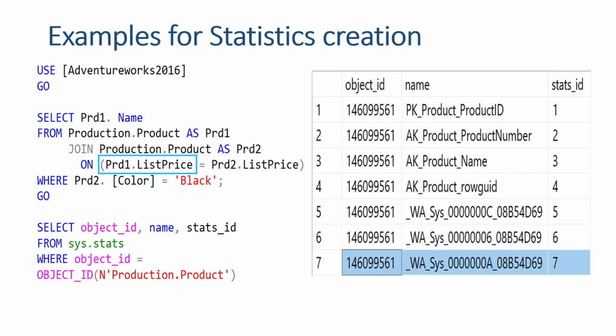Now the name might be the same, right? The statistic name as well as the index name is the exact same, but those two are different entities. The index will store the data itself, but the statistics will just describe the distribution of the data at the time of the update. Now you can view this statistic information by using the sys.stats view.